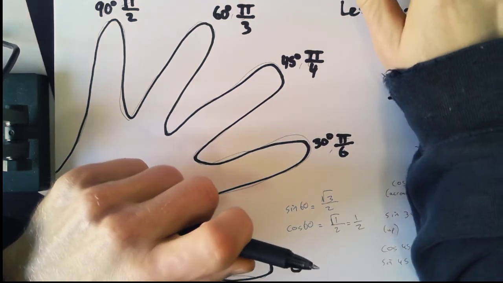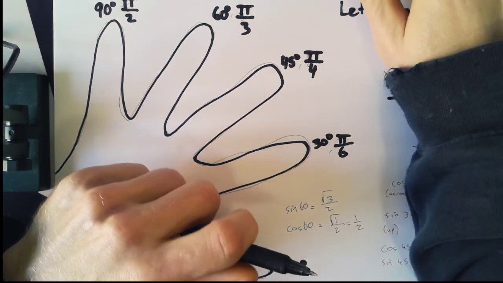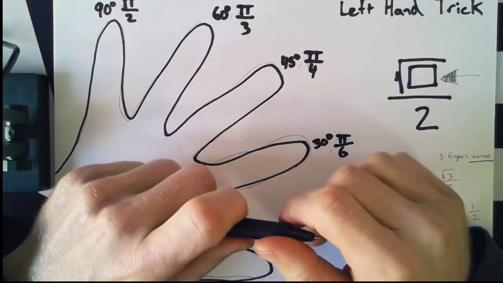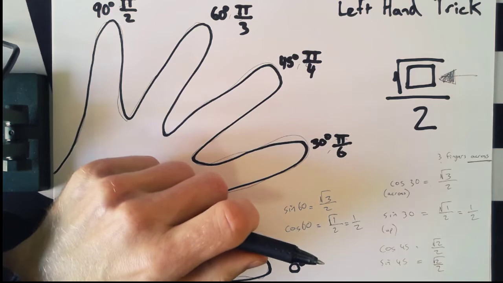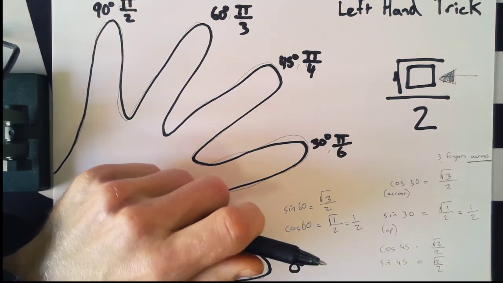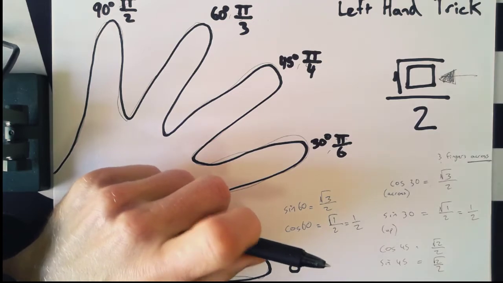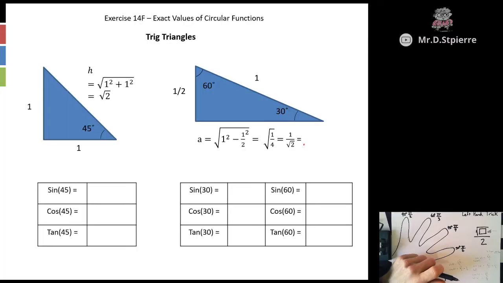So let's use some of these. Exercise 14F is a combination of using symmetry from 14E and then recalling these exact values to find solutions to trigonometric functions. We can show where these exact values come from by making these two triangles. If we make a triangle with a 45 degree angle, and they're both right angles, of course, and I make my two shorter sides both 1, which would happen with 45 degrees, we can show that the hypotenuse is root 2.